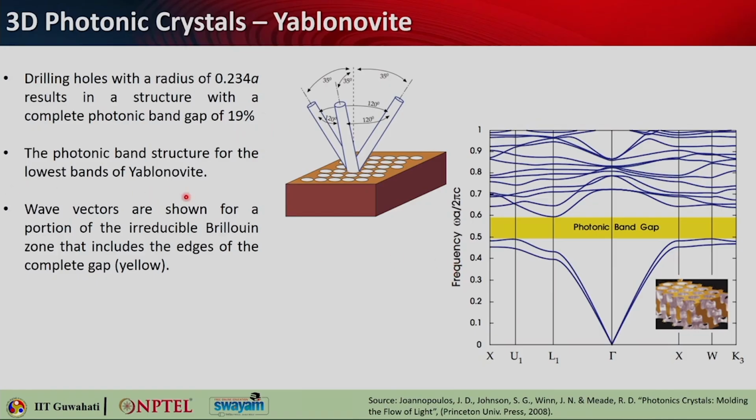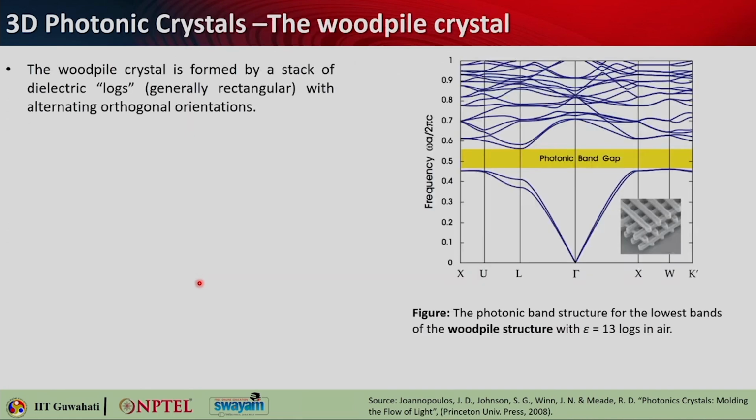Okay. Now, the photonic band structure for the lowest bands of Yablonovite, okay, and the wave vectors are shown here. They are basically for a portion of the irreducible Brillouin zone, right. So, we have already discussed this. Okay. So, the other structure was the woodpile structure.